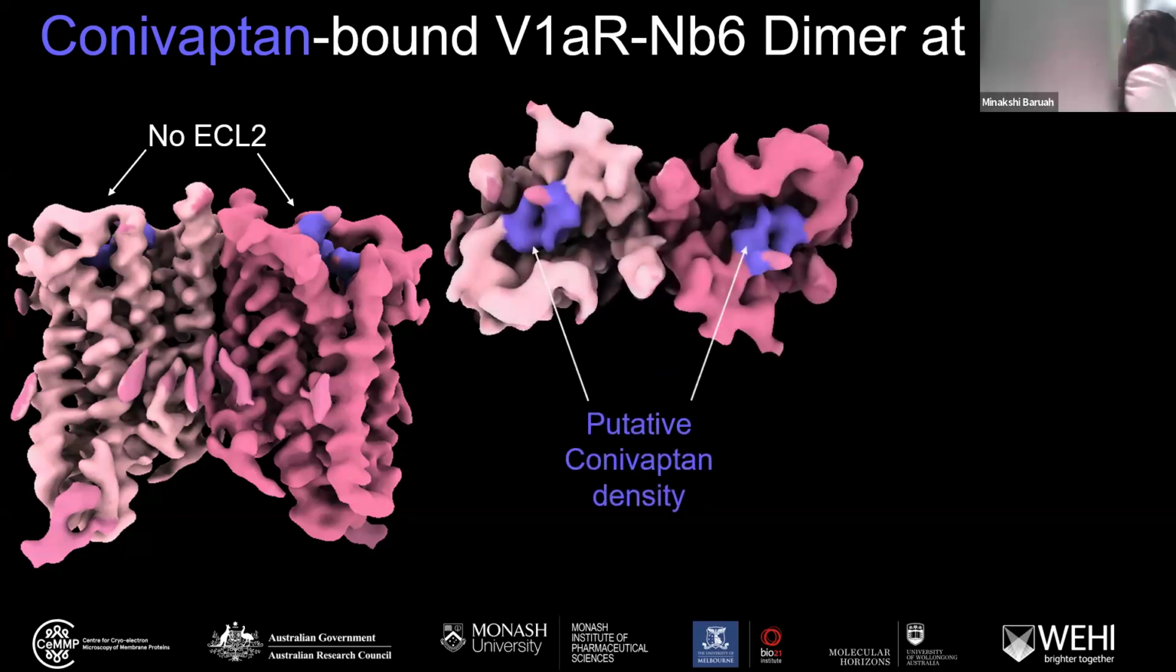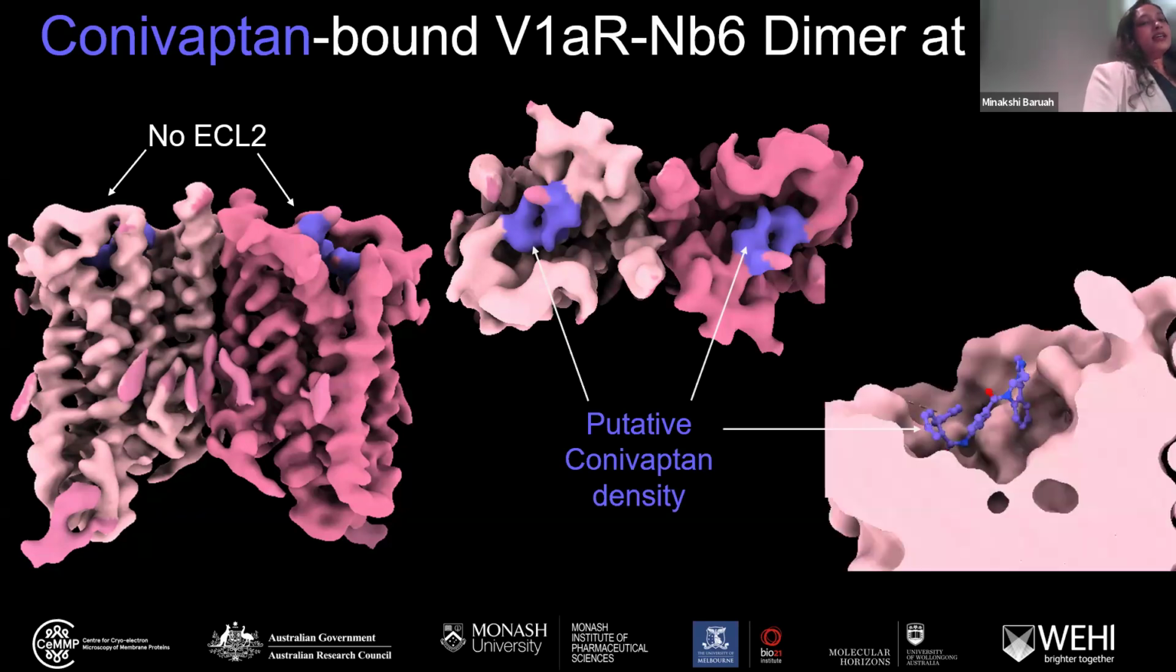We saw some density spanning the binding pocket on top of the V1AR binding pocket, and that density could belong to conivaptan, but we are not sure at this point. It could be ECL2 as well, but we tried fitting the ECL2 in that density. We couldn't. So nevertheless, we tried fitting the ligand, and the ligand fits there. And this is how the ligand sits on top of the binding pocket in that density.